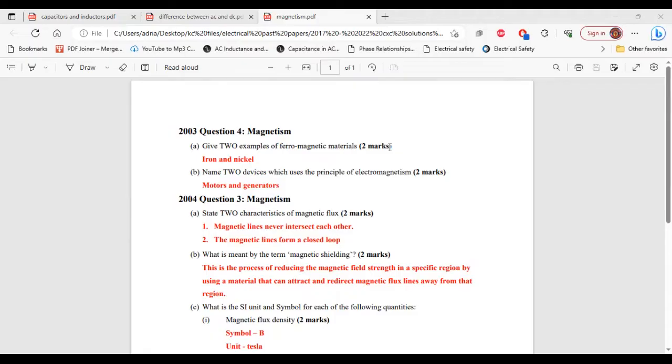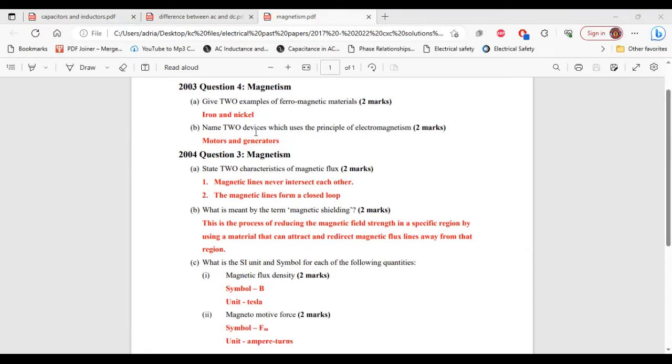Part B, it says, name two devices which use the principle of electromagnetism. So these devices are motors and generators. All right, so let's move on to the next question.